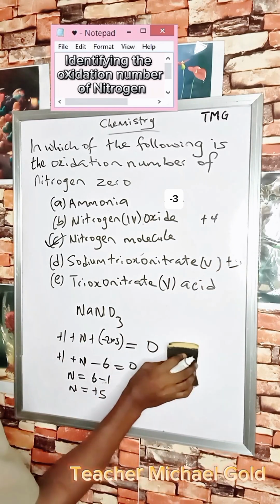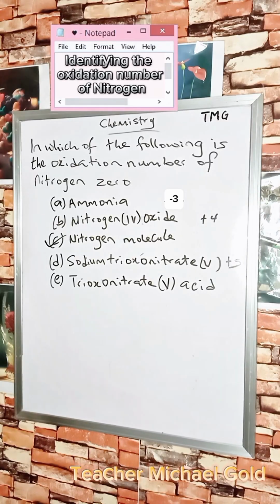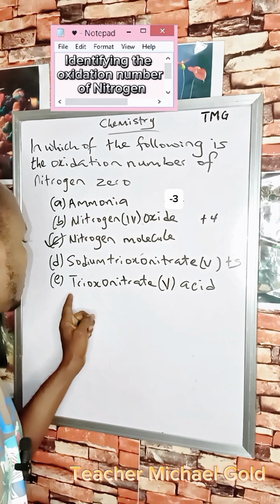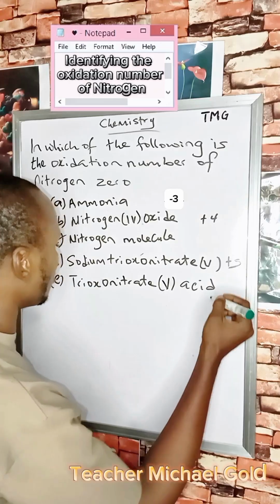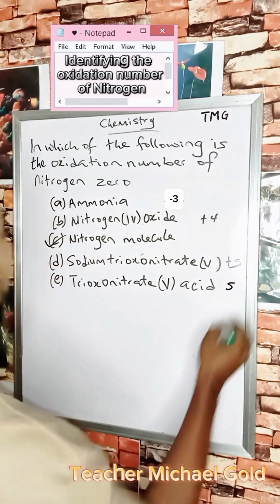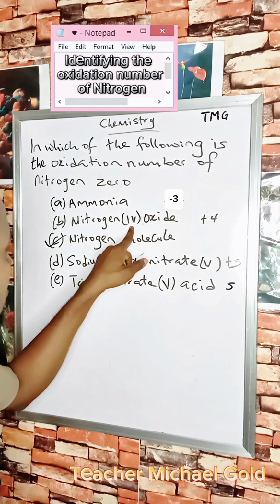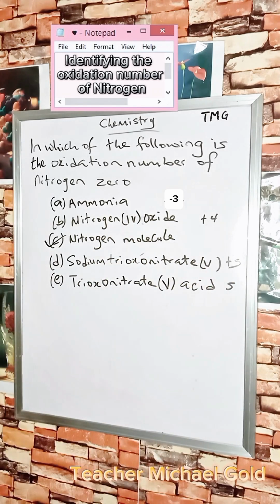Then, we don't need to calculate this one itself. The trioxonitrate(V) acid has an oxidation number of 5, because it is 5. This one is 4, look at it. That's 4. And this is 5. But let's calculate and see.